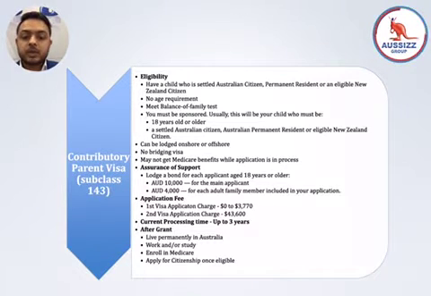So now the current processing time for subclass 143 is approximately 3 years. Now it can go up and down, as it is kept in a queue, so the application processing can be a little bit more or less. However, it's going to be much faster than the normal parent visa, where the processing can go up to 30 years.